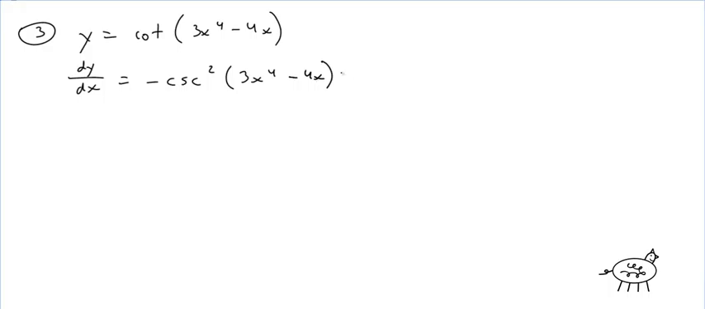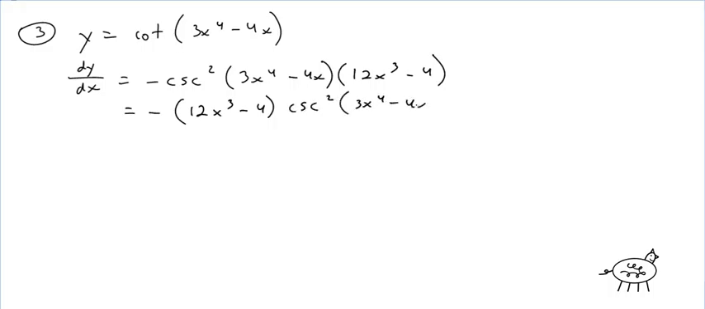And then I take the derivative of the inside. Well, it's the derivative of 3x to the fourth. That's 12x cubed minus 4. Okay, so you can simplify it, negative, and you get 12x cubed minus 4 times cosecant squared of 3x to the fourth minus 4x. Okay, it's not too bad. Not too bad at all.